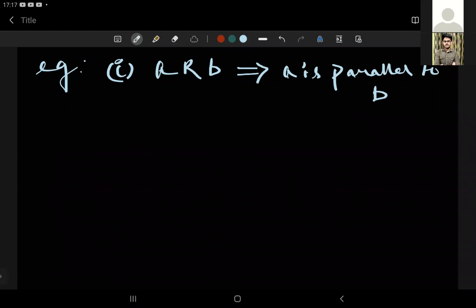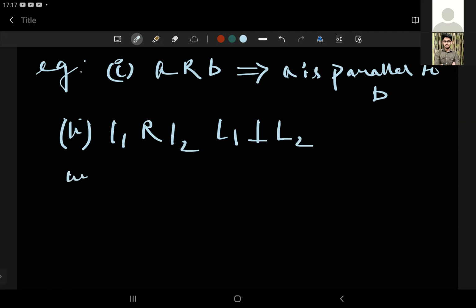Now, obviously, if A is parallel to B, then B is parallel to A. Then we have, let's say, L1 R L2, and L1 is perpendicular to L2. Obviously, mutually perpendicular lines, like the XY axis. A R B.